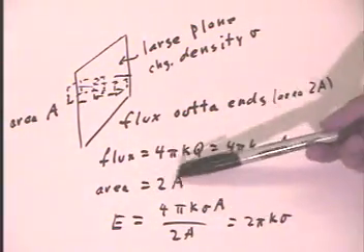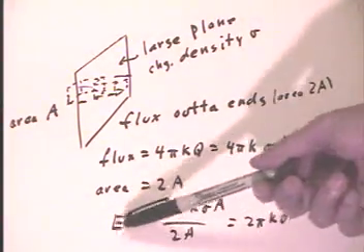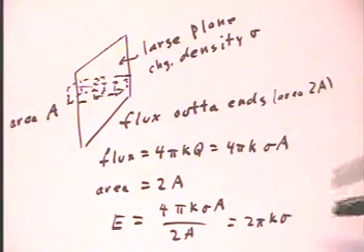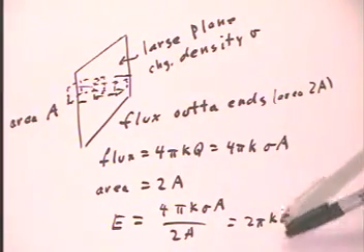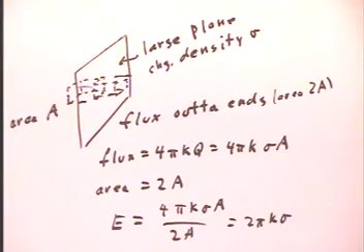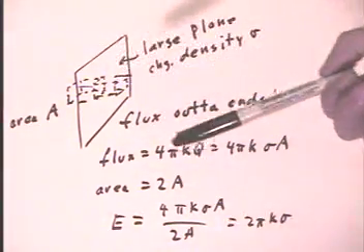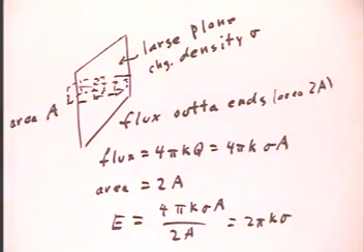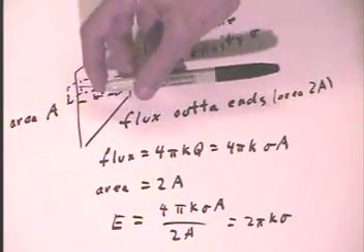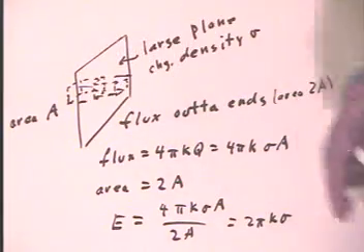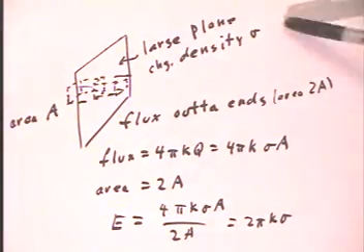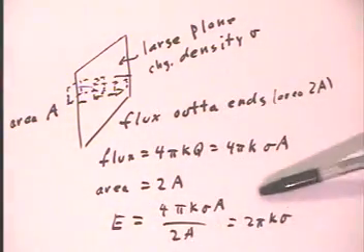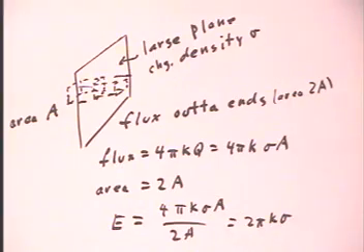Total area the flux comes out of is 2A, so the electric field is flux divided by area, which comes out to be 2 pi k sigma, and there's no dependence on distance. So as long as you're much closer to the plane than you are to the edges of the plane, this symmetry argument that tells us that the field comes out perpendicular to the plane holds, and this whole derivation of the electric field then holds, and we have the electric field as 2 pi k sigma.